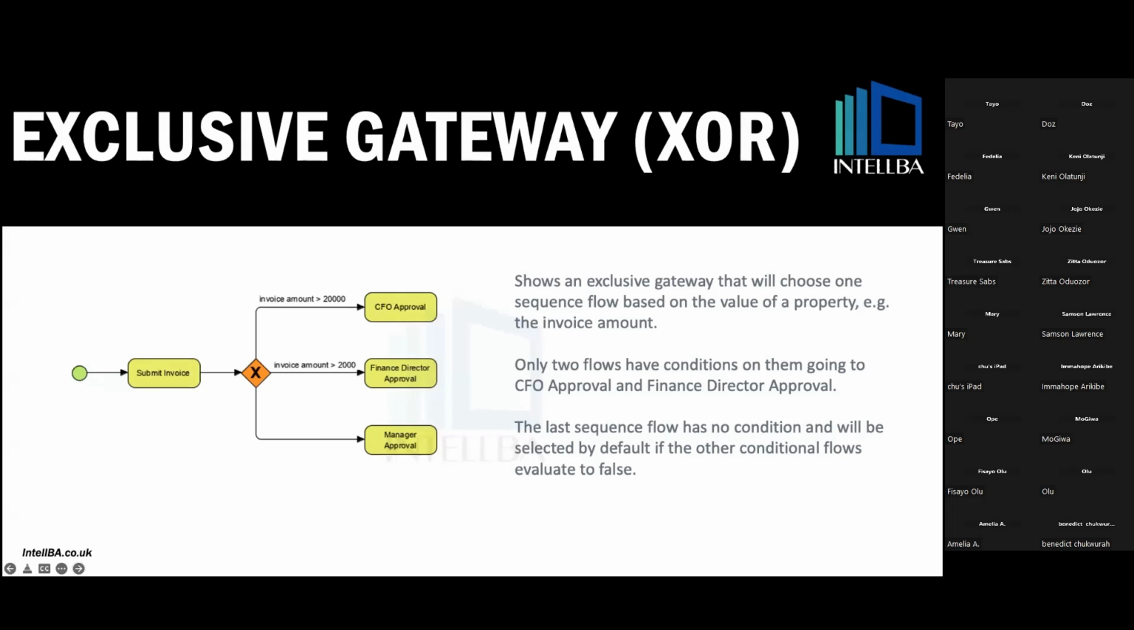Only 2 flows have conditions on them, going to CFO approval. The last sequence has no condition and will be selected by default if the other conditional flows evaluate to false, yeah? Invoice less than... yeah, you got it. Okay, yeah, you know what I'm saying. All right. There's no condition for manager. The only condition is any invoice that is not up to £2,000, manager will approve. Does that make sense, Ron? Is that less or greater? This is greater than, not less.